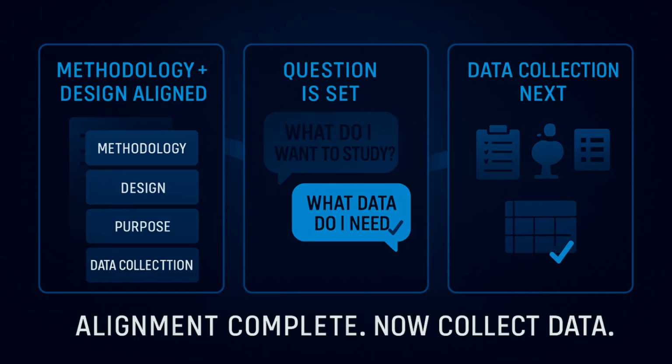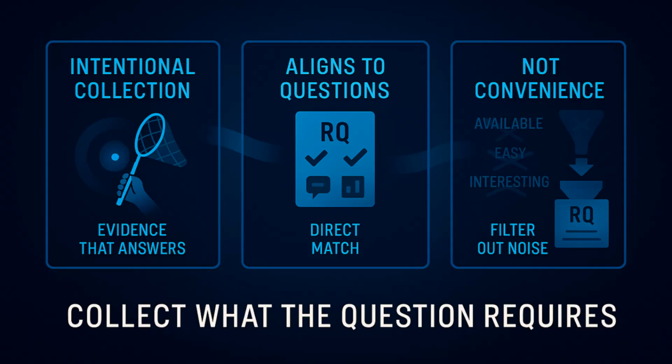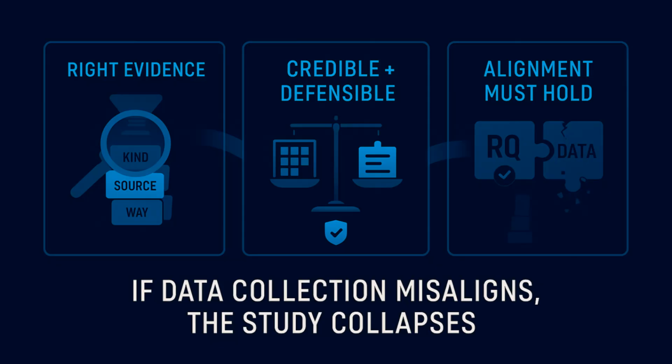and the design. Data collection comes next because now the question is no longer, what do I want to study? The question is, what evidence must exist in order for my research questions to be answerable? Data collection is the intentional gathering of evidence that directly answers the research questions. It is not collecting whatever is convenient, whatever is available, or whatever feels interesting. It is selecting the right kind of evidence from the right source, in the right way, so that the results are credible and the study is defensible.